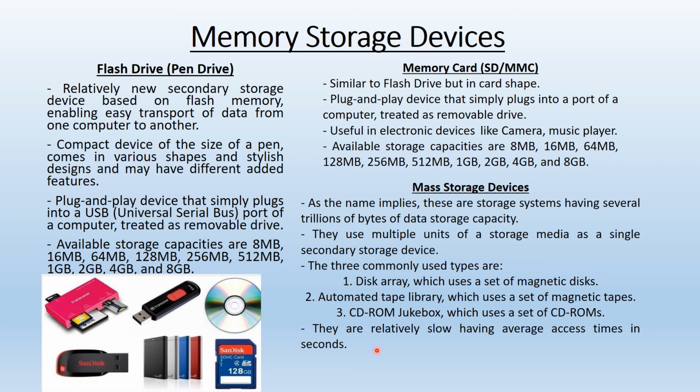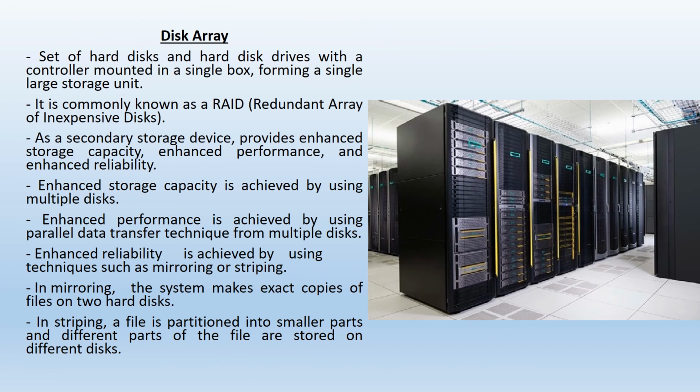So these are the secondary storage: the flash drive, the memory card, and the mass storage devices. The disk array is a set of hard disk drives with a controller mounted in a single box, forming a single large storage unit. As you can see over here, a good example of this is the Facebook, Google, or Apple servers, where they store all their information.